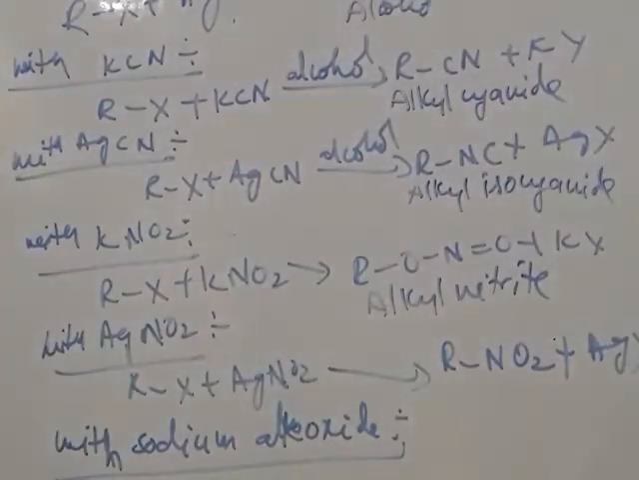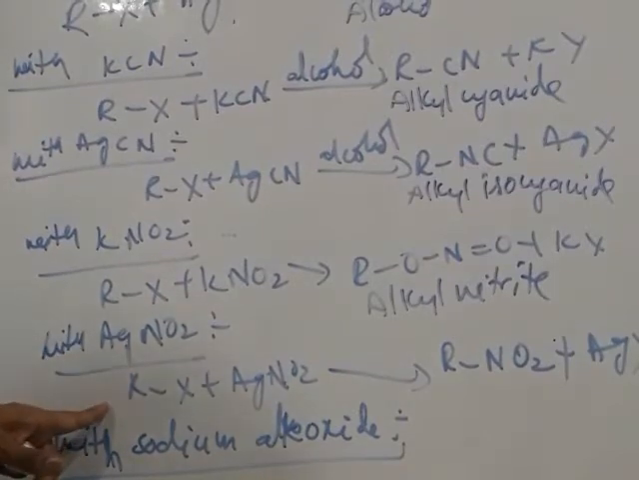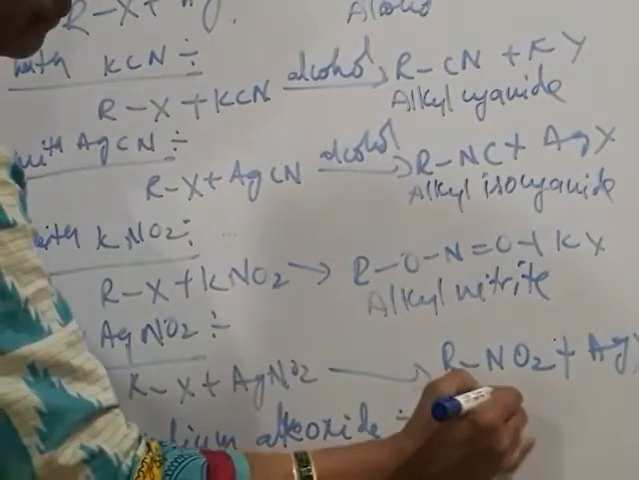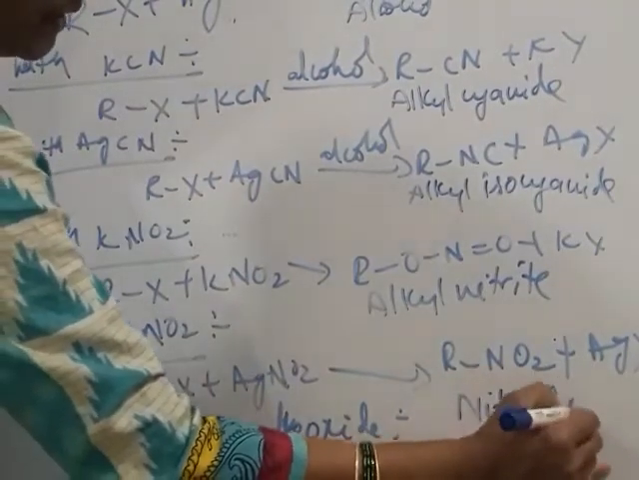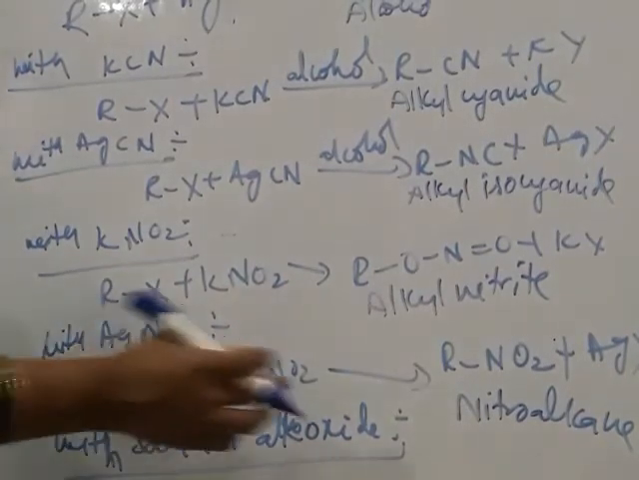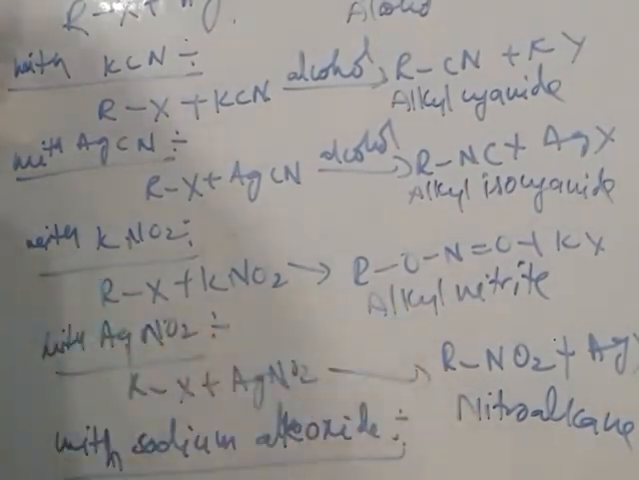And if the same reaction is carried out with silver nitrite, we get nitroalkane. Here the linkage is between the carbon of the alkyl group and the nitrogen of the nitro group, and the formed compound is nitroalkane.